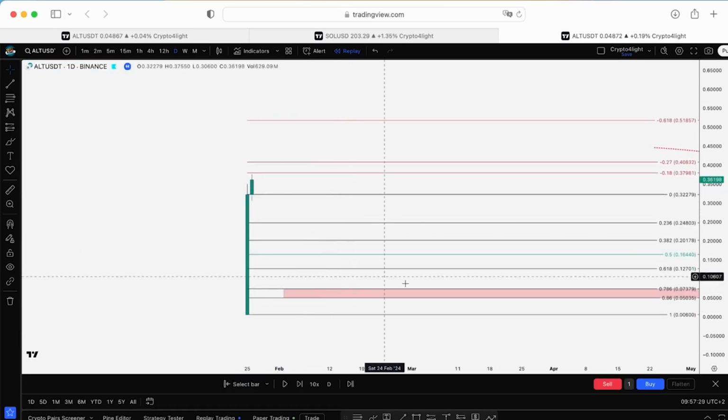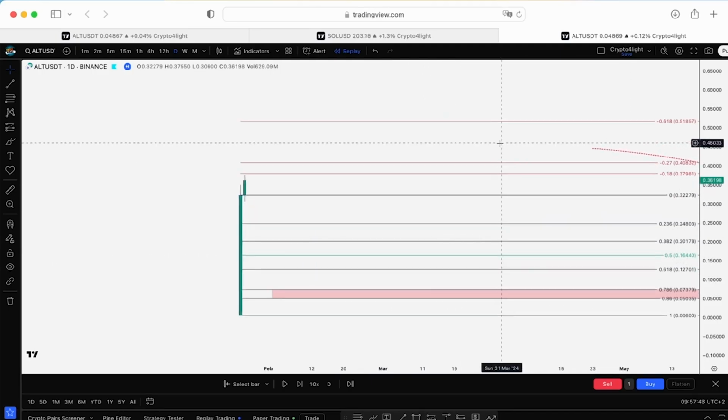premium discount zones. So 0.5 is going to be the equilibrium of this zone. For me, everything that is over, for example on Outlier, the equilibrium is 16.44. Everything between 16.44 and 32.27, for me, is a premium zone. For me, it's not comfortable to buy the asset in this area. And I explained it to you with the Celestia token.